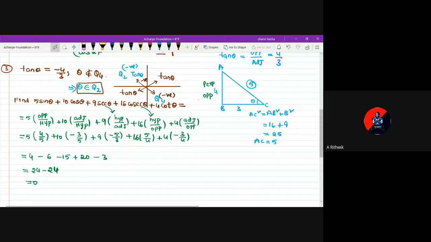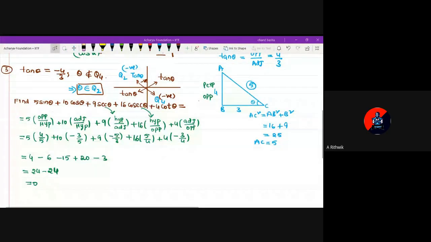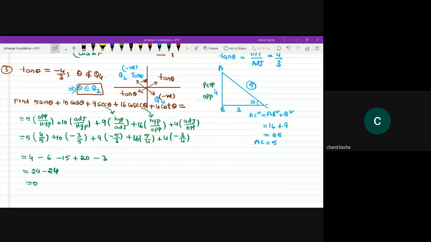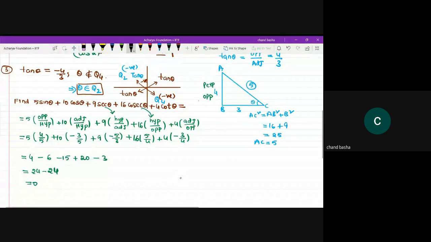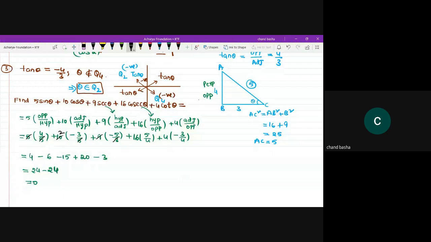Sir, I have a doubt. In the second step, we can cross cancel each other, no, sir. 5, 5 and 5, 10. Yeah, that is what I have done. 5 cancel, so I got 4 here. 5 one time, 2 times. 3 one time, 3 times, so I got minus 15. 4 one time, 4 times. I didn't understand the quadrants part, sir.